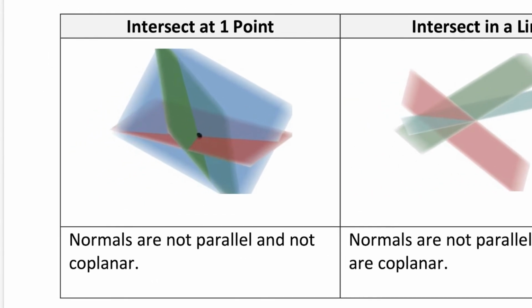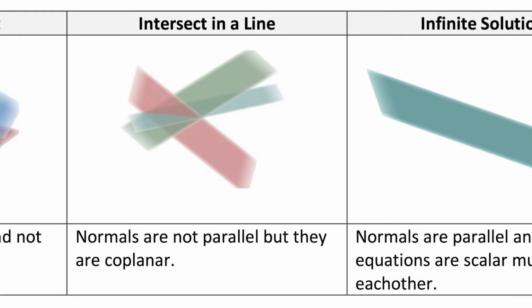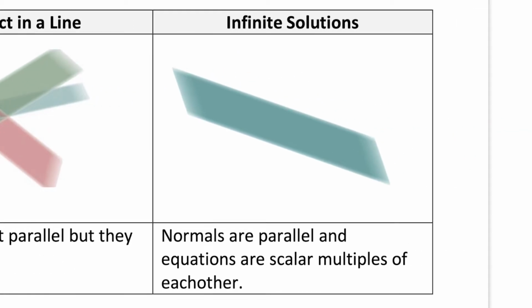Three planes could have a single set of xyz values that satisfy all three equations, and graphically that would show up as the three planes intersecting at a single point. Or the three planes could have a line of points that satisfy all three equations, and graphically we would see that all three planes intersect in the same line. Or I suppose all three planes could be the exact same plane, meaning that every single point on each of the planes satisfies all three equations, so we would just say there are an infinite number of solutions.